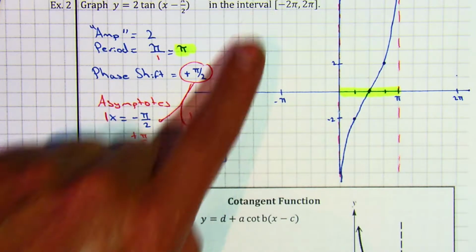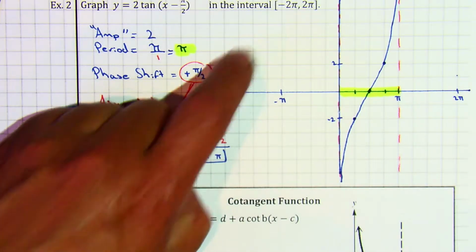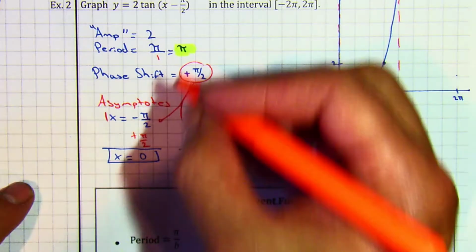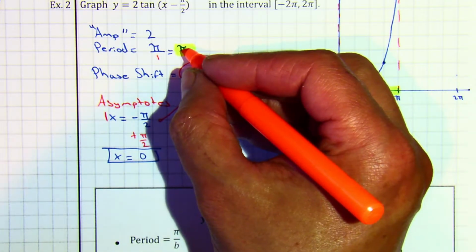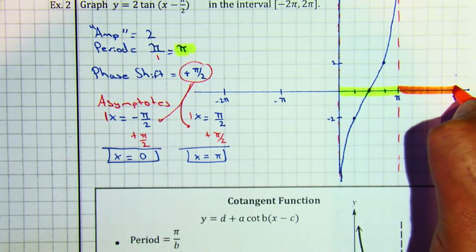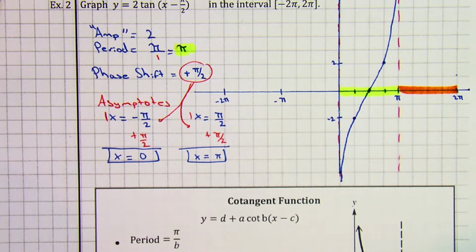Now I need to build all the way from negative 2 pi to 2 pi, so I'm going to do another period. I know my period is pi, which is 4 squares, so 1, 2, 3, 4. So my other asymptote should be at 2 pi.